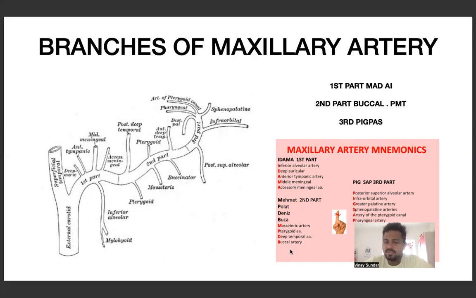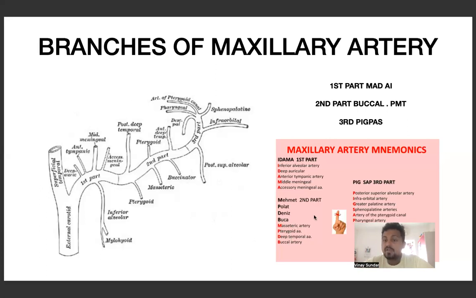So what are your muscles of mastication? Masseter, temporalis, medial pterygoid, lateral pterygoid. So masseteric artery, deep temporal artery, and pterygoid artery. The only additional is your buccal artery.